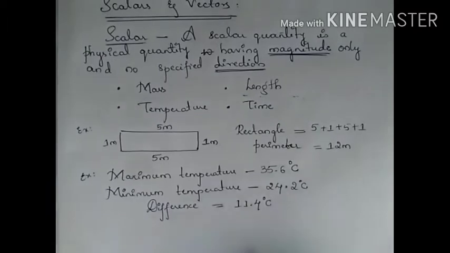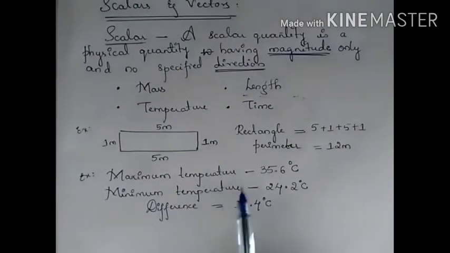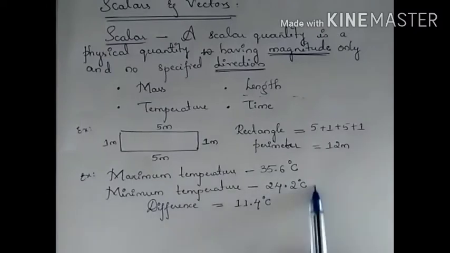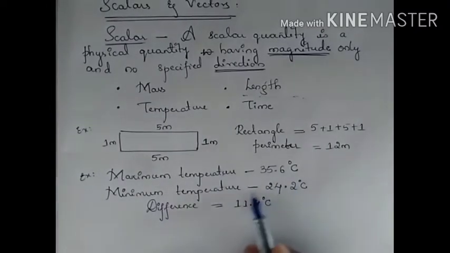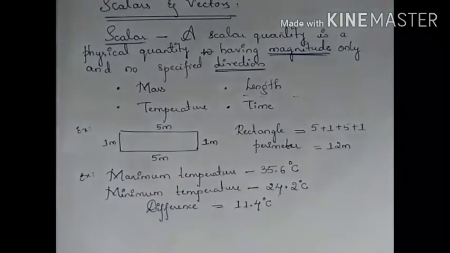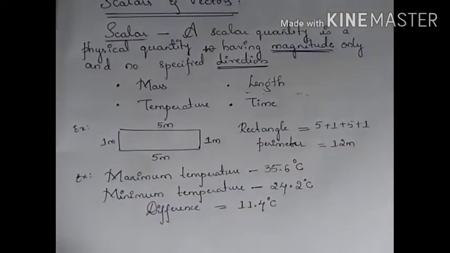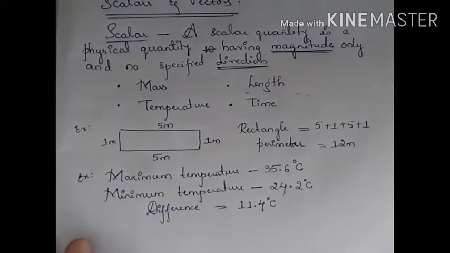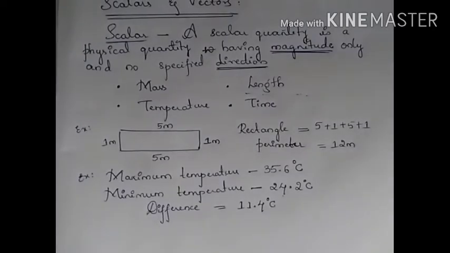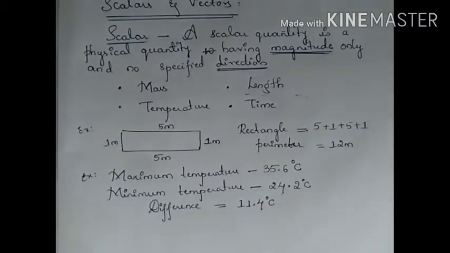11.4 degree Celsius. So here you are subtracting the minimum temperature from the maximum temperature. In doing the perimeter problem you have added. So scalars can also obey the algebraic rules like the ordinary numbers obey. Hope this is understood. Here the temperature is again a scalar quantity and the difference of temperature is again a scalar quantity.